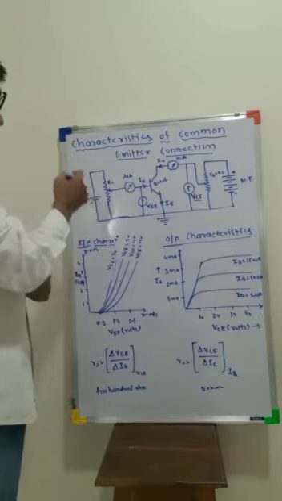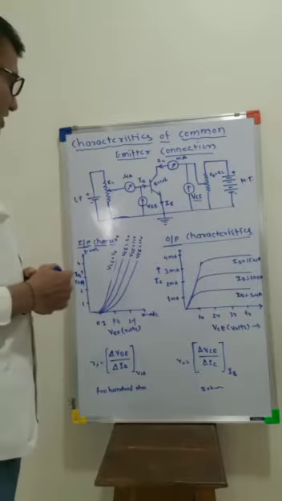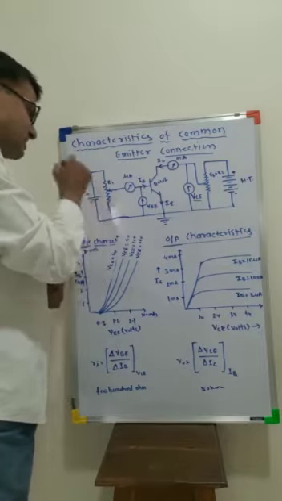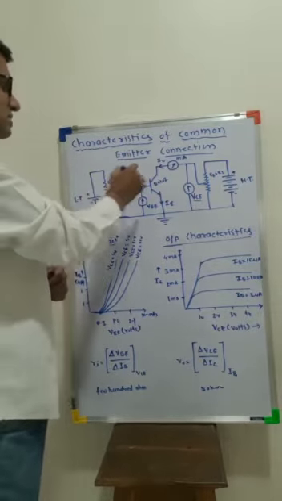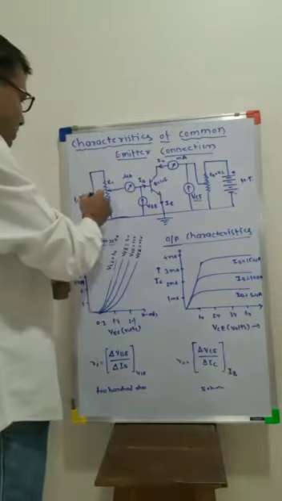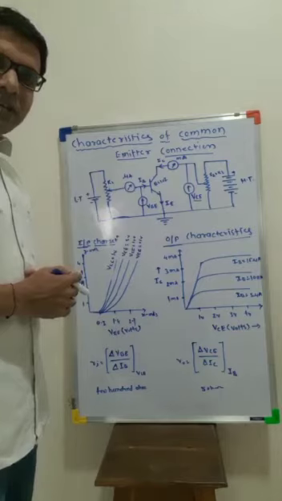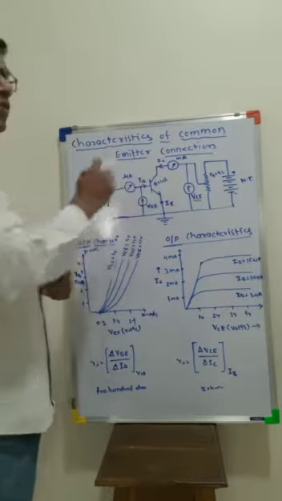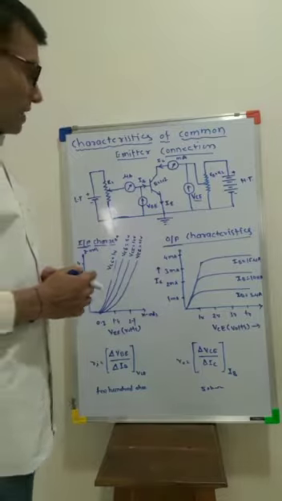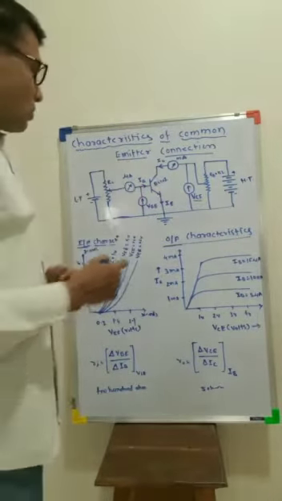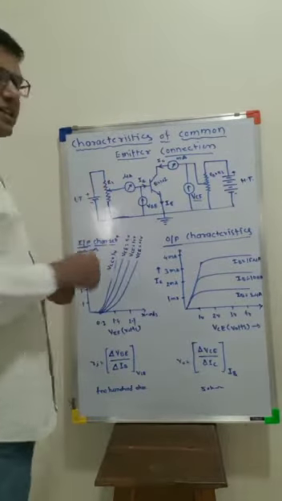This is the LT. LT means low tension battery. This low tension battery is necessary to provide the supply to the base. Low tension batteries are used in the input section because the input section is always forward biased. The emitter to base junction is always forward biased, so we need a low tension battery.